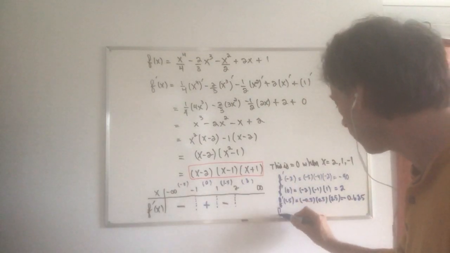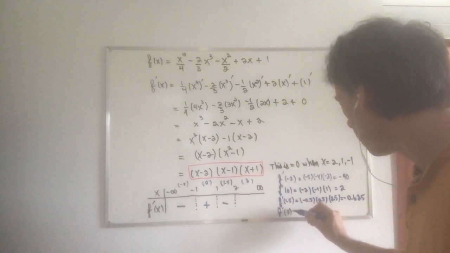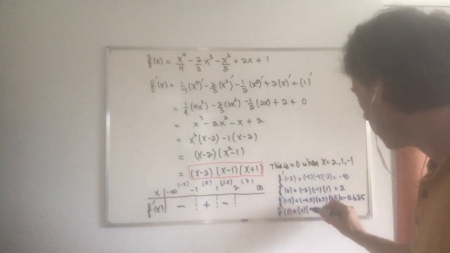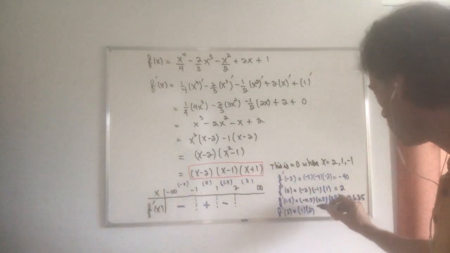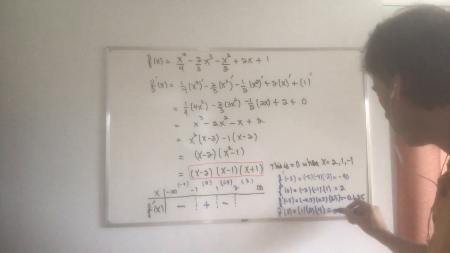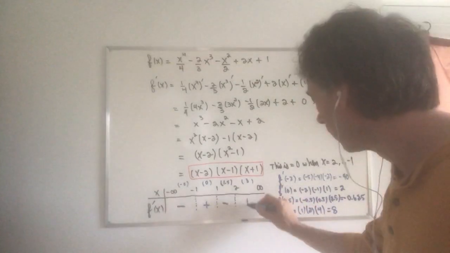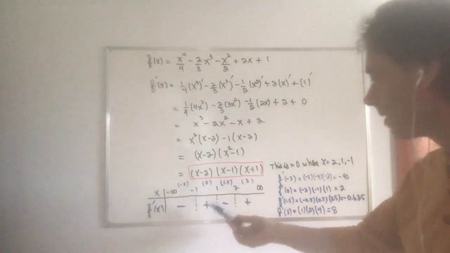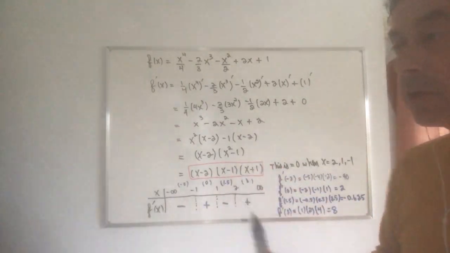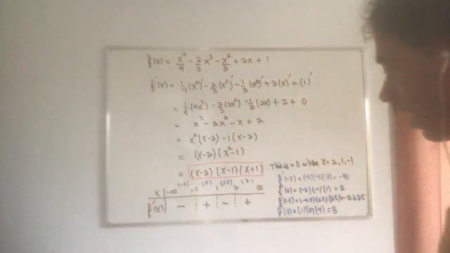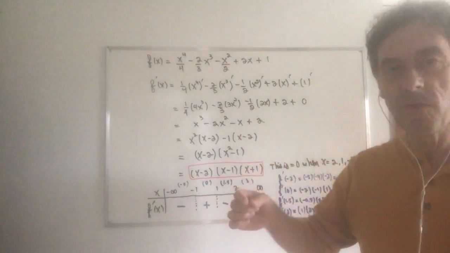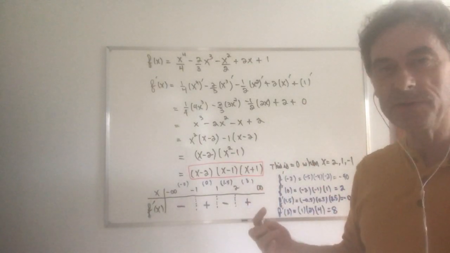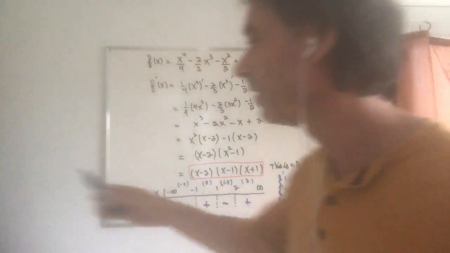Say 3. What is f prime of 3? 3 minus 2, uno. 3 minus 1, duo. And 3 plus 1, quattro. The answer is 8, which is a positive number. And then we have this table here. So minus, plus, minus, plus. And that is interesting, isn't it? Because of the table we had before, this is actually linked to the fact that f is increasing or decreasing.